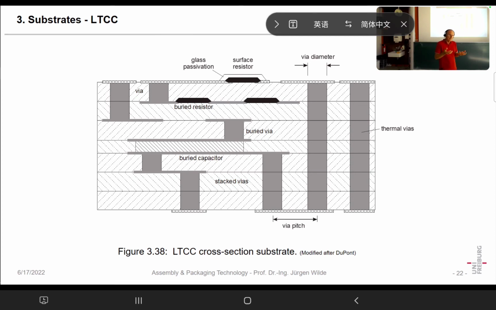And of course, thermal vias, you normally put them below the chip. What is the disadvantage? Of course, thermal vias will increase the CTE here because silver has a higher CTE than LTCC.